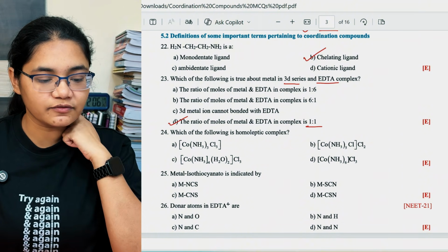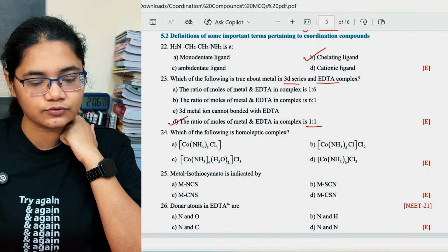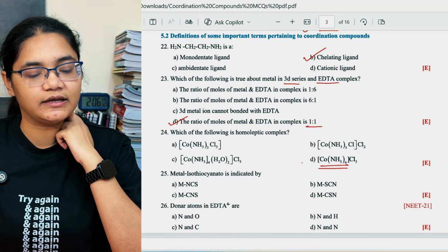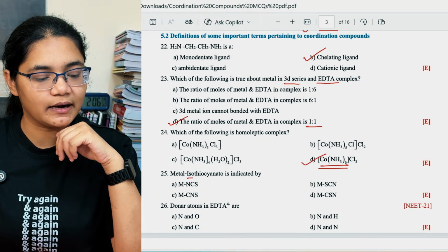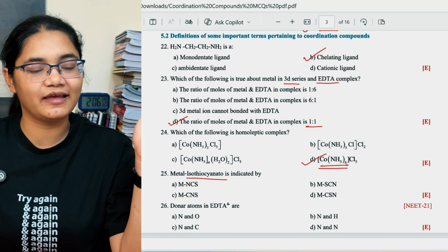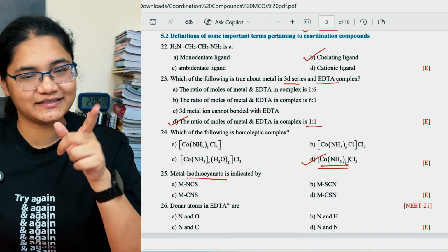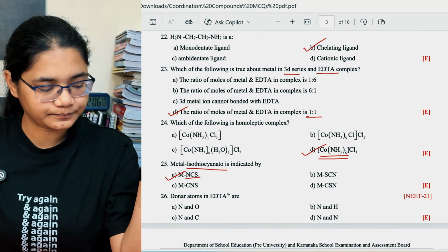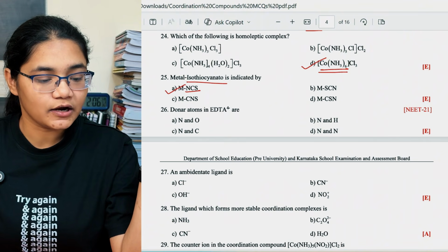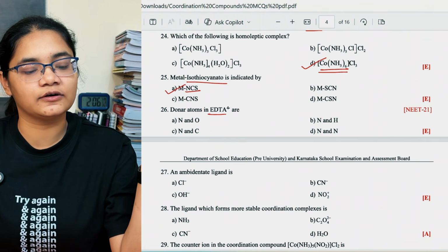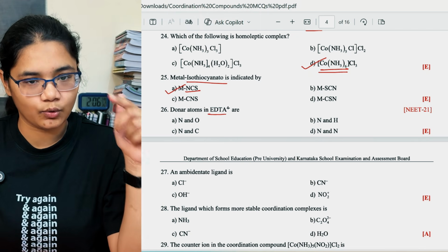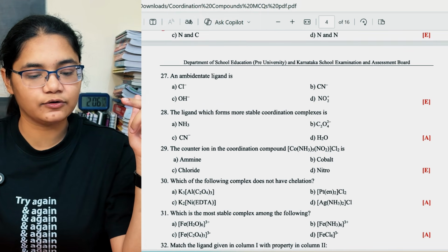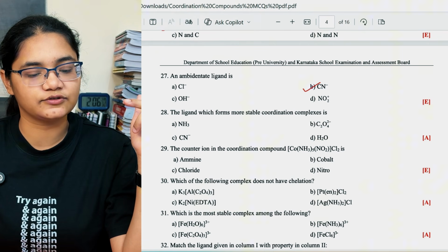Which of the following is a homoleptic complex? You can see here this particular complex has all the same ligand, ammonia, so it is a homoleptic complex. Metal isothiocyanato will have an NCS bond. Thiocyanato is SCN, isocyanato is NCS, so that is option number A here. Next, the donor atoms of EDTA are N and O, so that is option number A. An ambidentate ligand is one where either of the atoms can donate, so that is option number B.